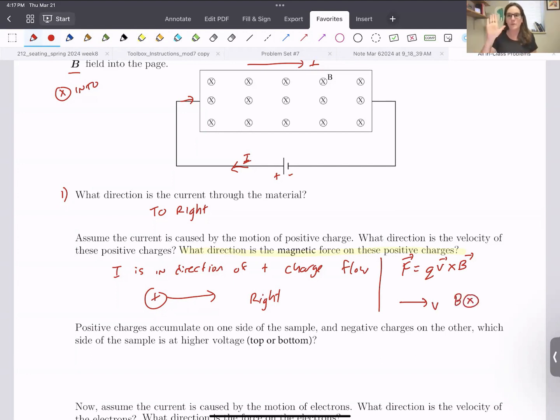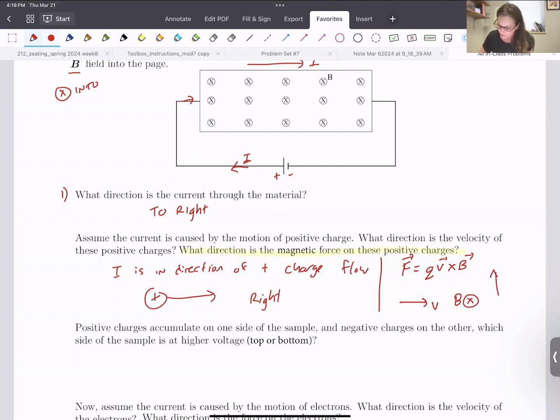And so what I'm going to do is take my right hand and I'm going to orient it so that it's pointed to the right. I'm going to push my palm down because I want to have the magnetic field coming out of my palm so that I can go V cross B. And I can then see that my thumb is pointing away from me, which in this case is towards the top of my piece of paper.